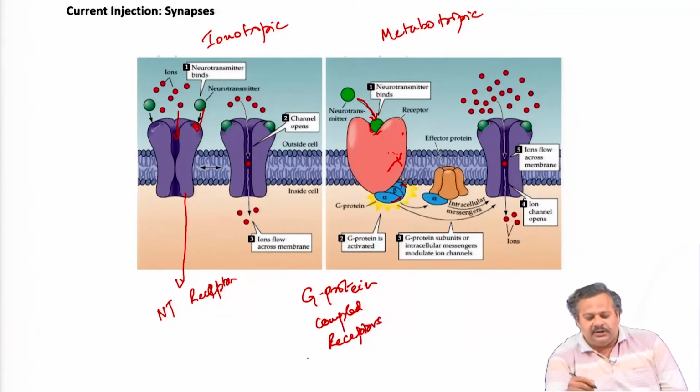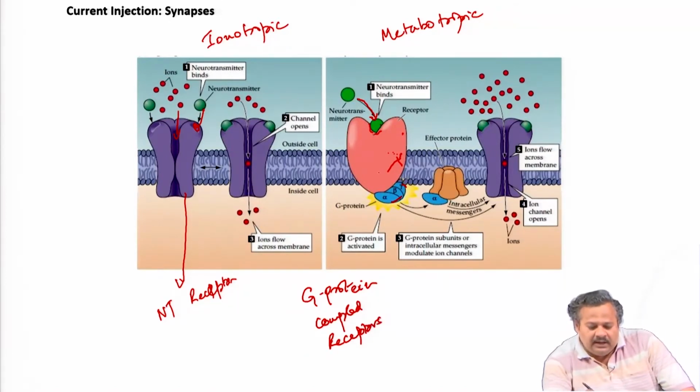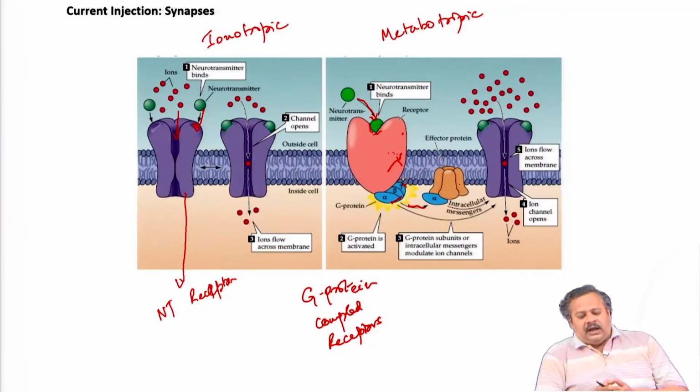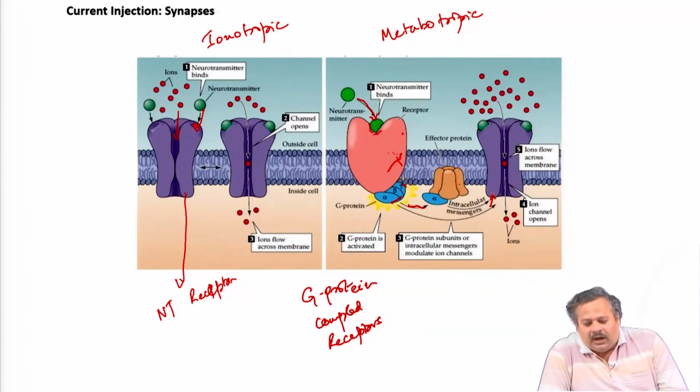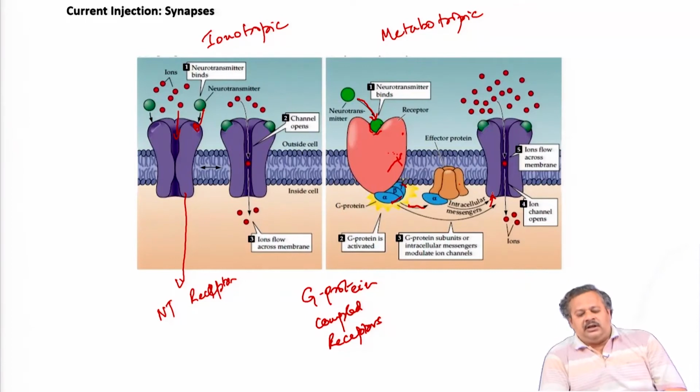So what actually happens here is that on binding, it activates the G protein inside, and that releases this alpha subunit or other messengers onto some effector proteins, which in turn may activate other proteins and further another set of proteins, which finally go and act on an ion channel that allows the ion to flow through. So this is an indirect form of current injection, and it is called metabotropic neurotransmission.